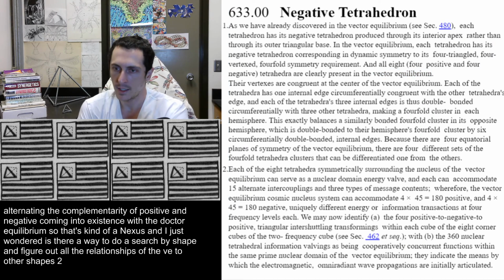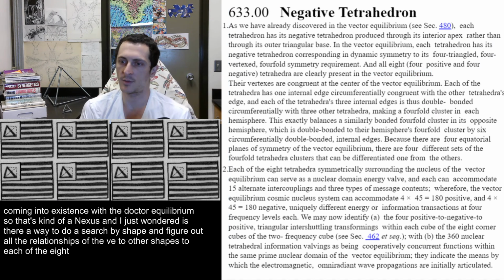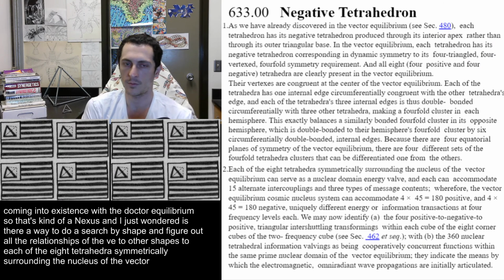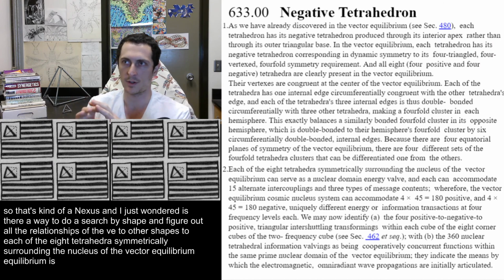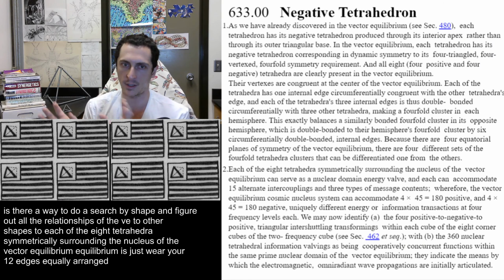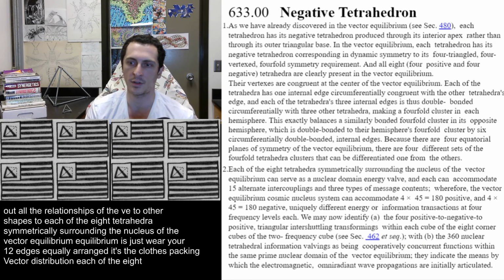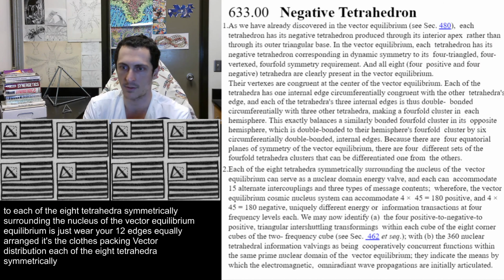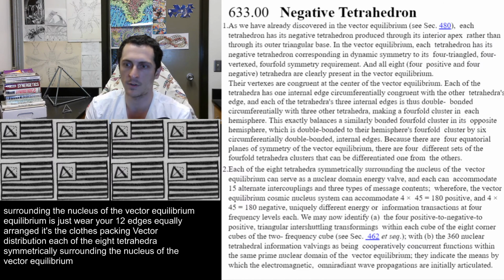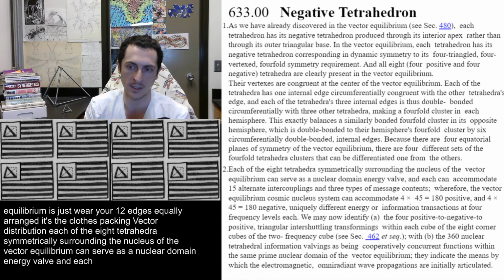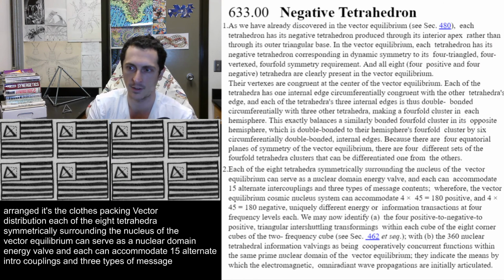2. Each of the 8 tetrahedra symmetrically surrounding the nucleus of the vector equilibrium. Vector equilibrium is just where you have 12 edges equally arranged. It's the close packing vector distribution. Each of the 8 tetrahedra symmetrically surrounding the nucleus of the vector equilibrium can serve as a nuclear domain energy valve, and each can accommodate 15 alternate intercouplings and 3 types of message contents.